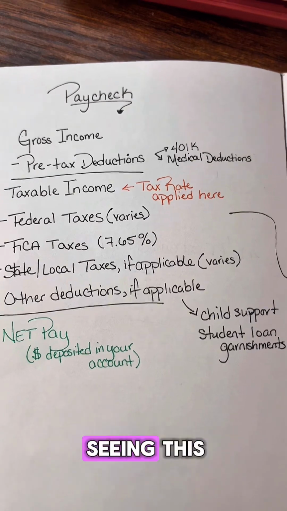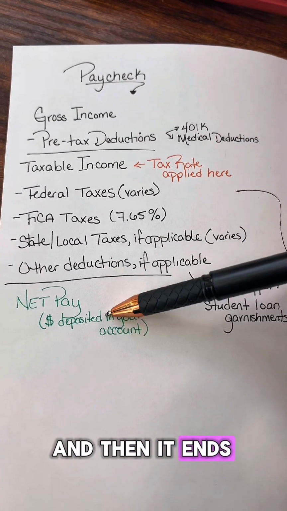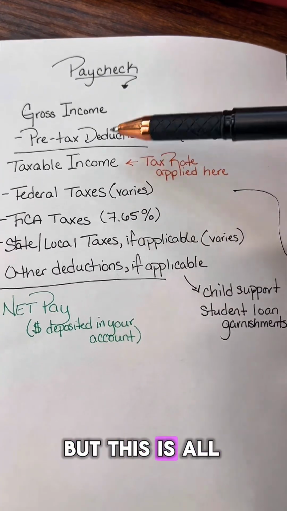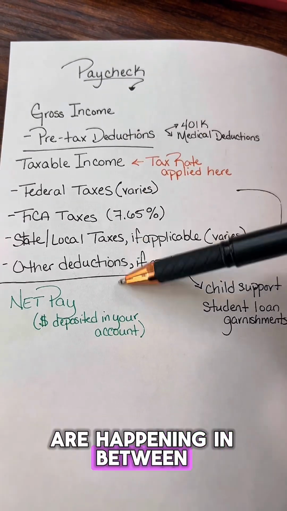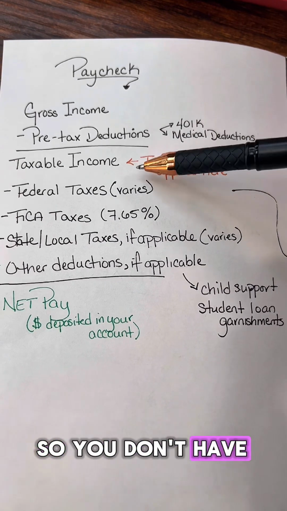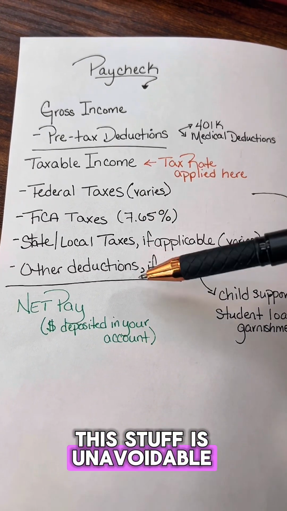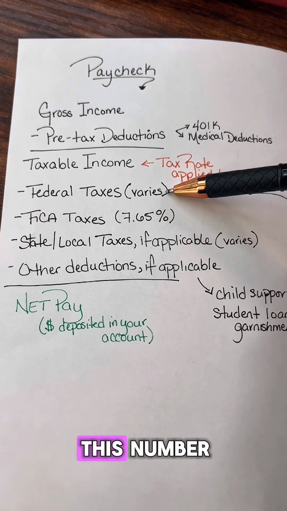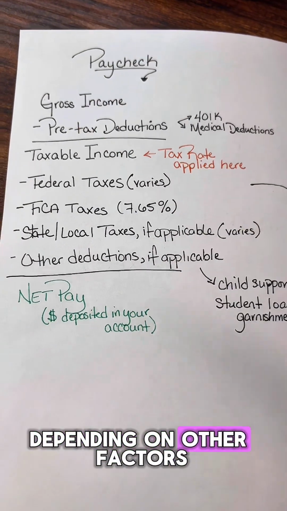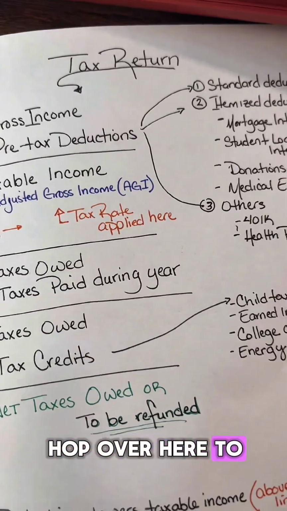You're probably used to seeing this. At least you know that the gross starts off at one amount and then ends up at a different amount, but this is all of the things that happen in between. In an ideal world, you want to maximize your pre-tax deductions so you don't have to pay taxes on them. Most of the rest is unavoidable, but you can change this number depending on other factors that we'll discuss in the future. All right, now let's hop over to your tax return.